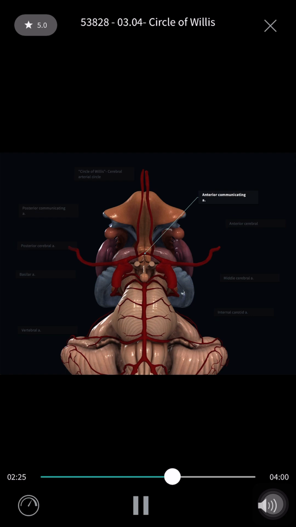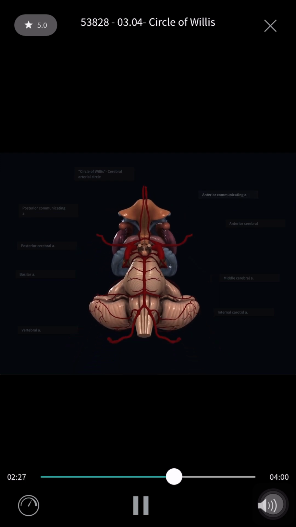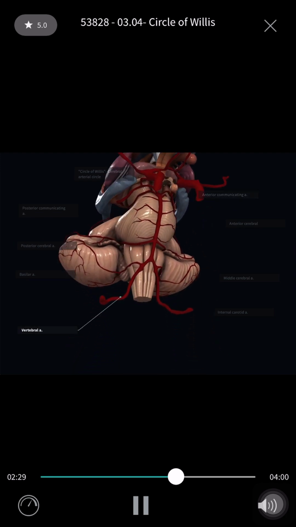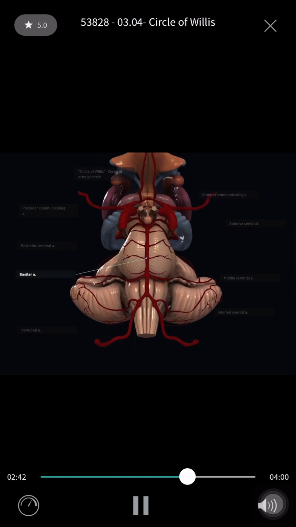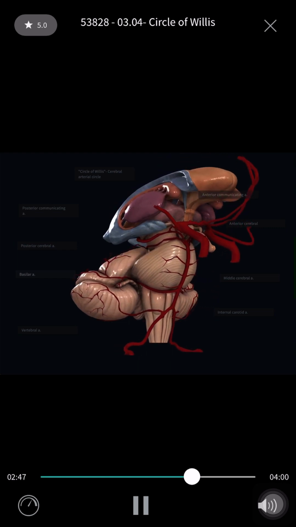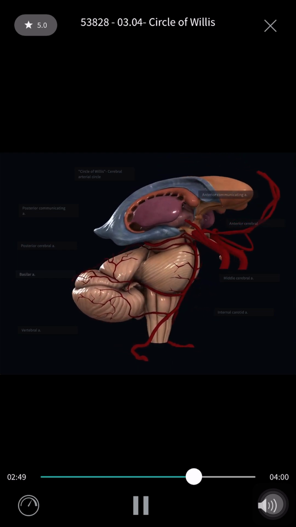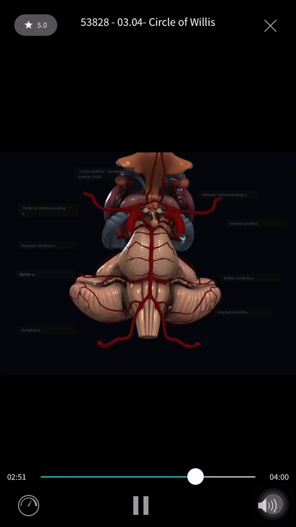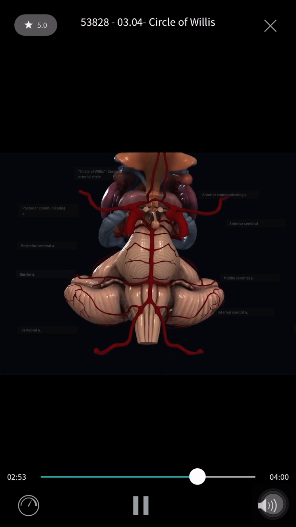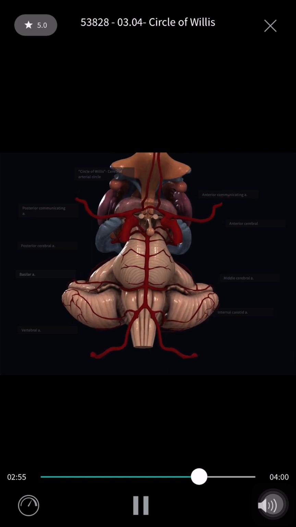The other route for blood to come into the brain is through the vertebral arteries, again paired right and left. These two vessels are going to ascend up through foramen magnum with the spinal cord, and then they merge together to form a vessel known as the basilar artery. Now we can see that there are multiple branches coming to the cerebellum and brainstem off of the basilar artery, as well as the vertebral arteries. However, I'm not concerned with memorizing those at this time.